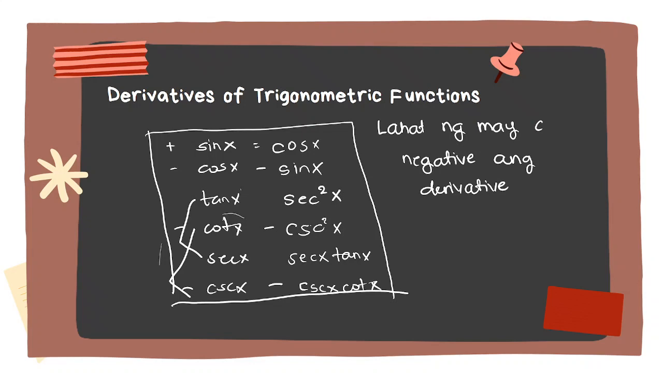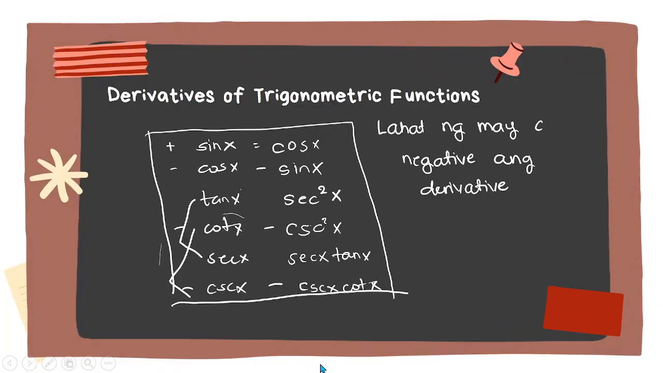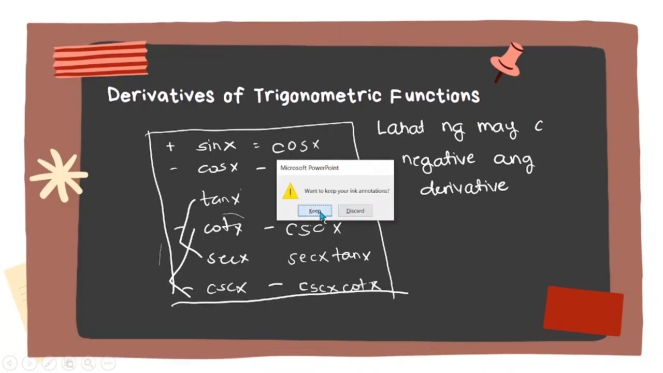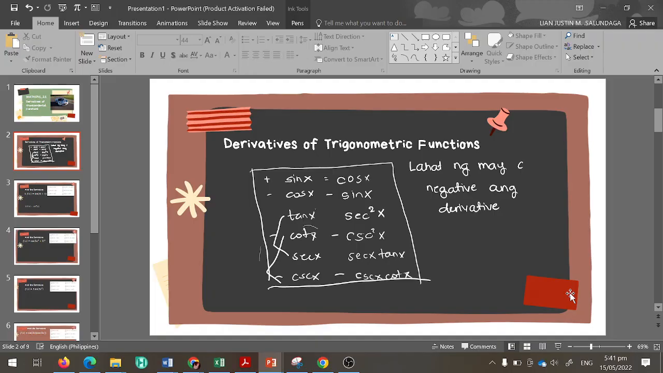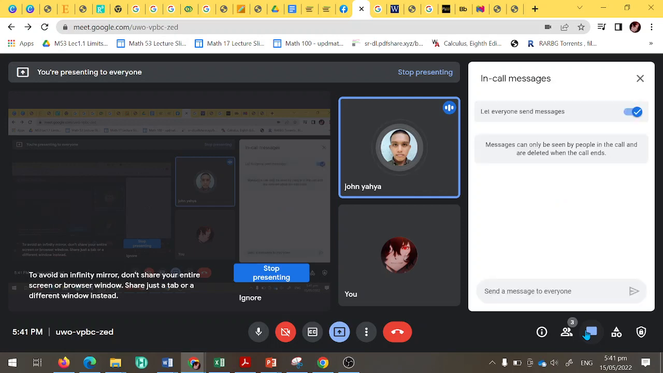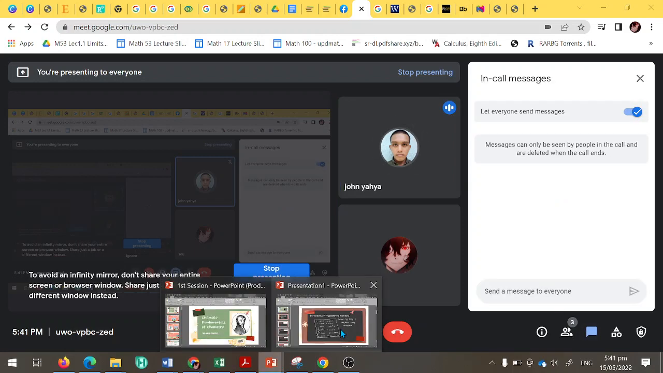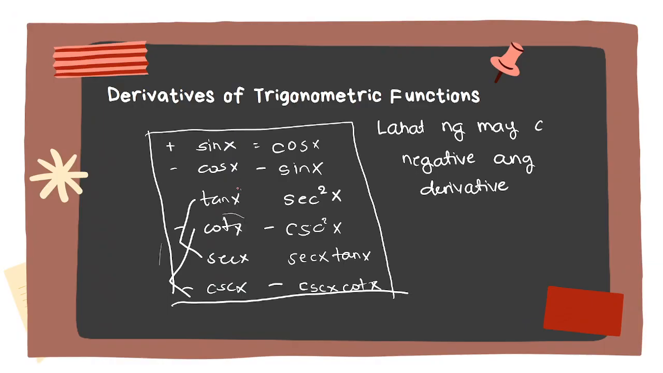Any question? Sir, ano yung pangatlong row? Secant at saka cotangent, secant at saka tangent.